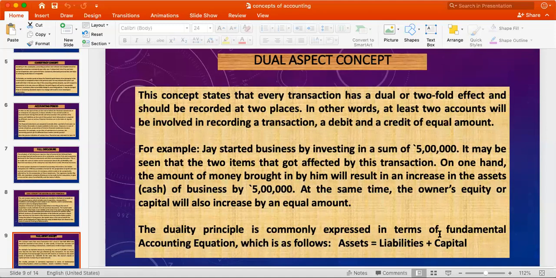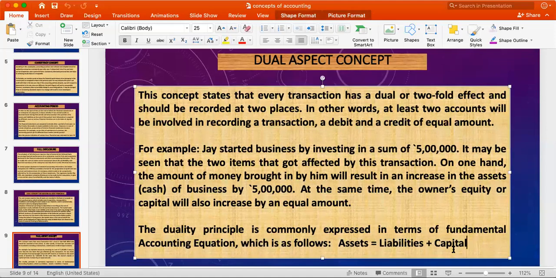Now capital is also a liability, as I told you earlier in the separate entity concept. Even for the capital, we assume that there are two people, one is the business and one is the owner. So when the owner brings the capital, we assume that the firm has borrowed the amount from the owner. That's the reason the firm has to pay back the amount later on, whenever the business is going to wind up. So capital is also a liability, but we show it under a separate heading, liabilities and capital. So this equation is very important.